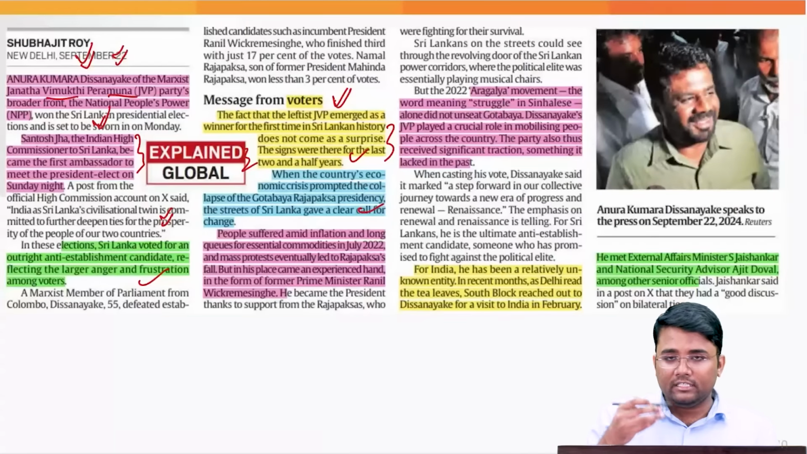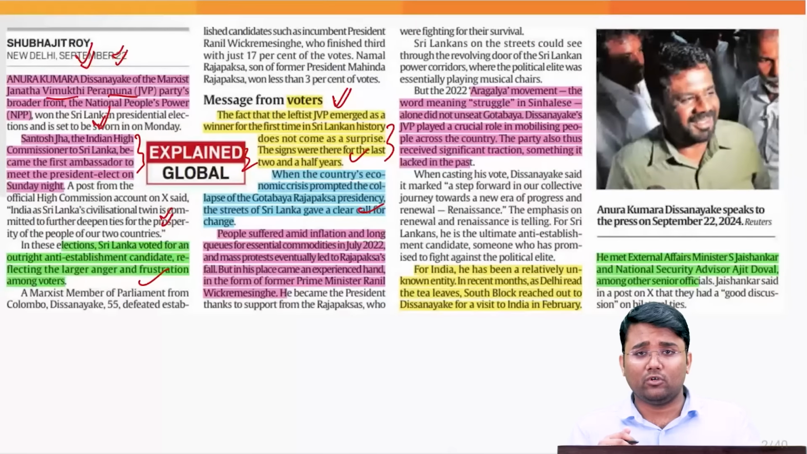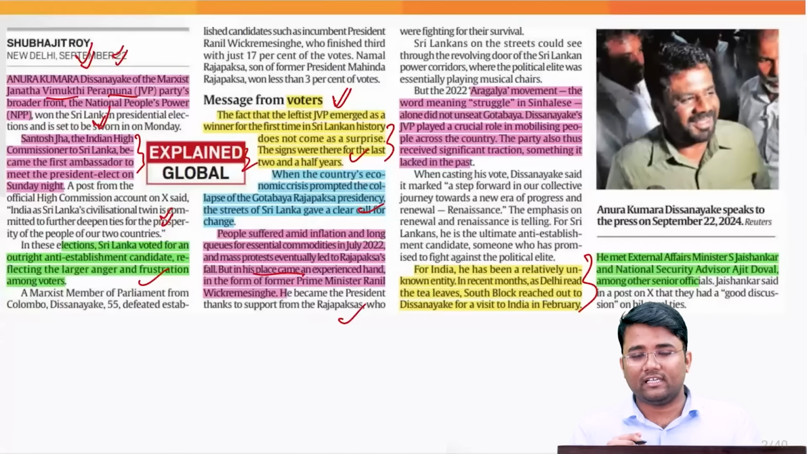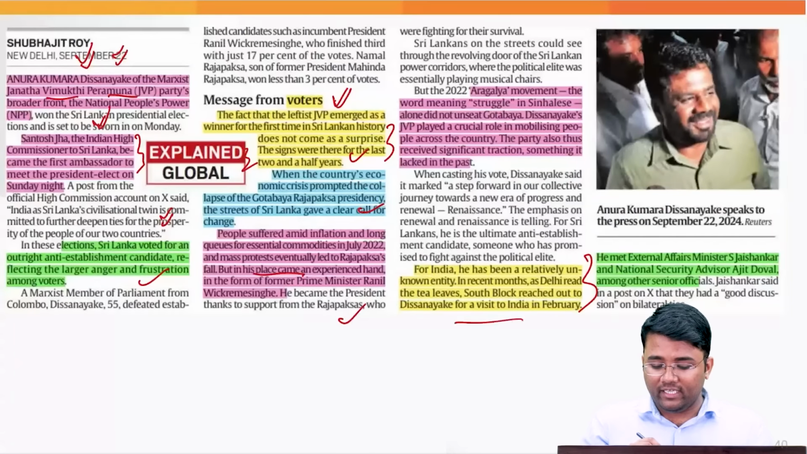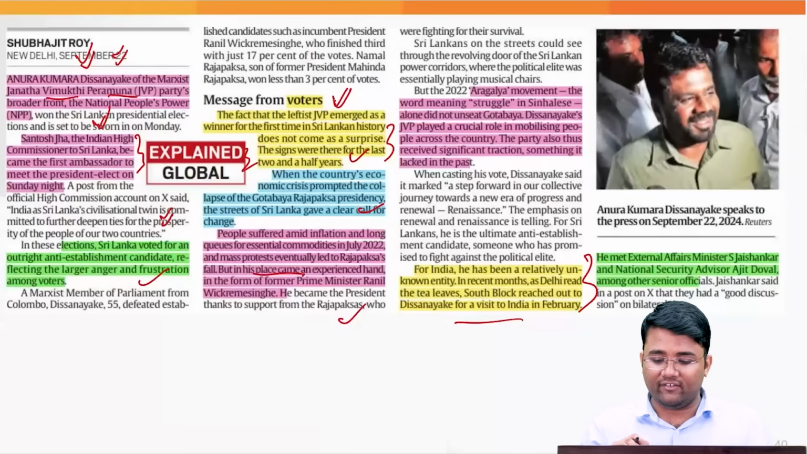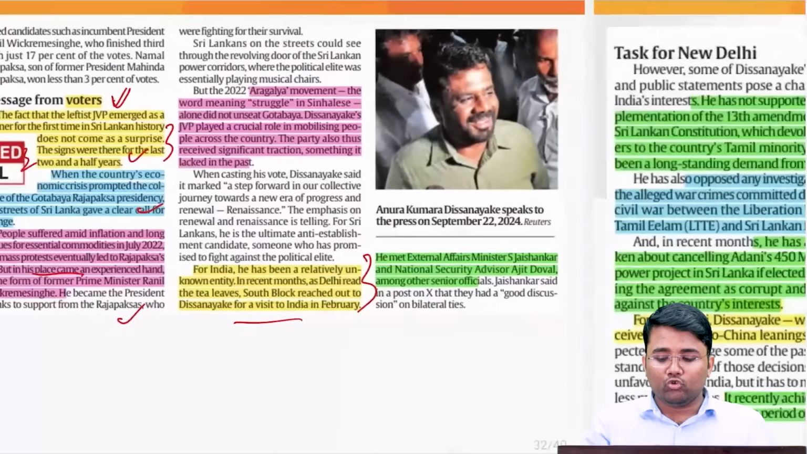After that, the new president was sworn in, but again the elections have happened. India sensed this change earlier also, and in this regard Delhi reached out to the current Sri Lankan president who has won the elections, and he came to India and met the external affairs minister as well as the national security advisor to look into the bilateral ties between both countries.